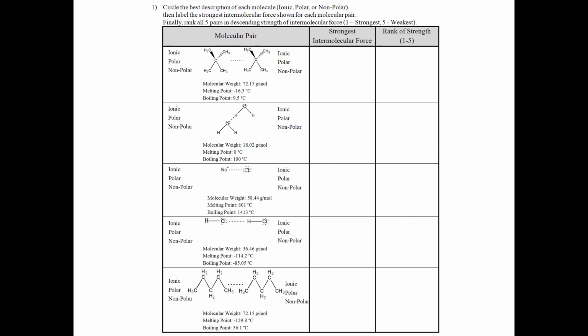The first thing we want to do is figure out what type each molecule is. Looking at this very first one, we don't see any charges, so it's not going to be ionic. And all we have are carbons and hydrogens in here, so it's not going to be polar, so it has to be nonpolar. The same is true for the neighboring pair. It's the exact same molecule, so both of these are nonpolar. Whenever we have 2 nonpolar species interacting, the strongest intermolecular force between them is going to be dispersion.